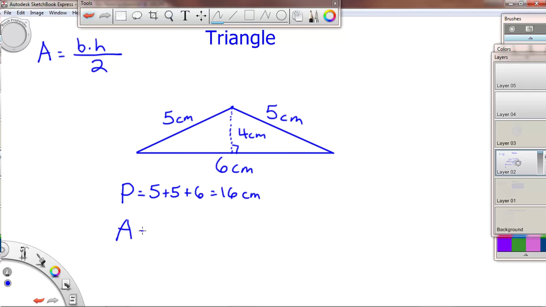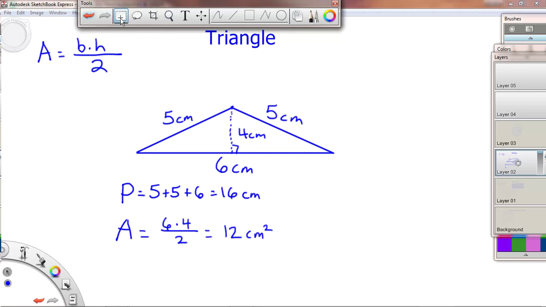All right, so the area of our triangle is going to be base 6 times the height, which is 4, divided by 2. 6 times 4 is 24, divided by 2 is 12. What are we measuring? Area, how much this triangle covers. So that's going to be square centimeters. And that's it, all there is to it.